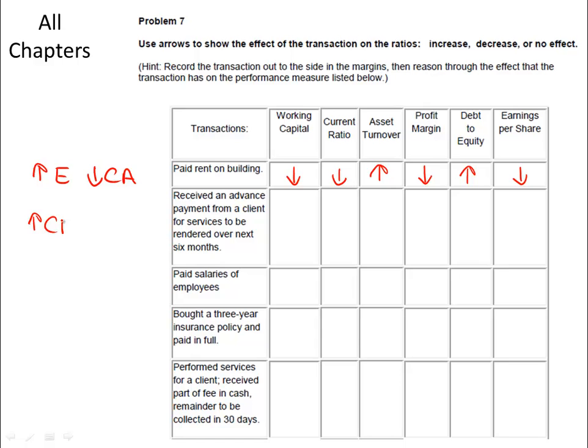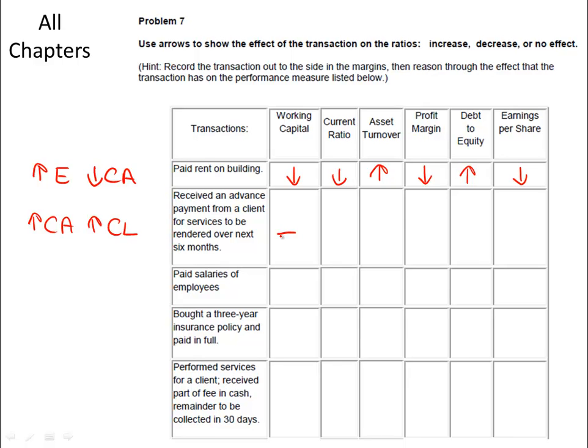Received in advance payment from a customer for services to be rendered over the next 6 months. There, your current asset cash would be increased, as would your current liability, unearned payment received in advance, unearned revenue, deferred revenue. So all of those are current liabilities. So if that's the case, working capital is unchanged because current assets went up as much as current liabilities. So when we're doing a subtract, there is no difference.